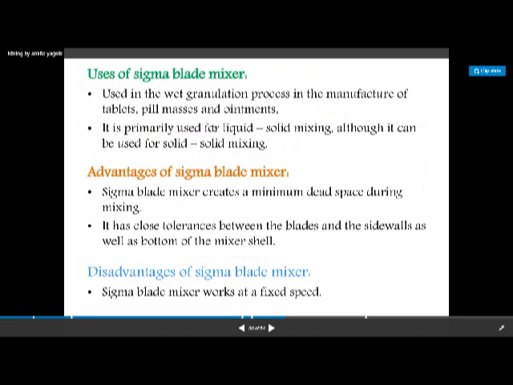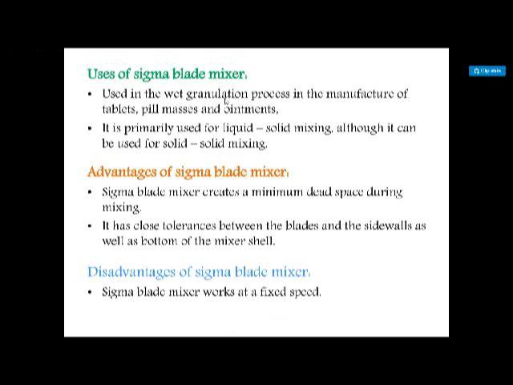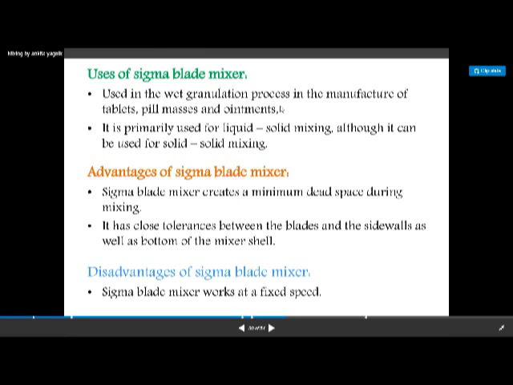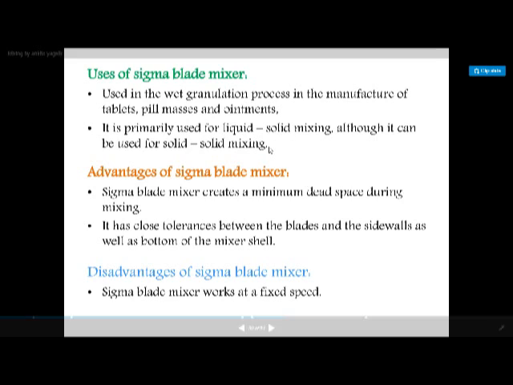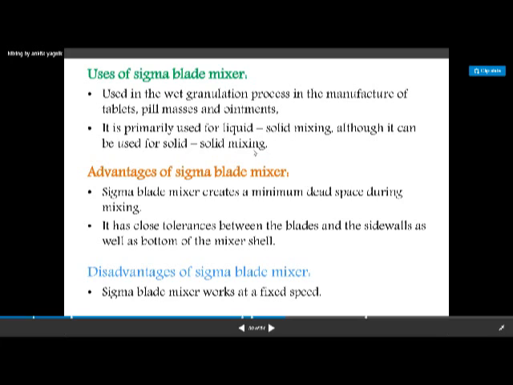Let us see the uses of the Sigma blade mixer. It is used for the wet granulation process. I told you that it is suitable for solid liquid mixing, so it is more suitable for wet granulation in the manufacturing of tablets, pills, ointments. It is primarily used for liquid solid mixing, although it can be used for solid mixing of dry powders also.